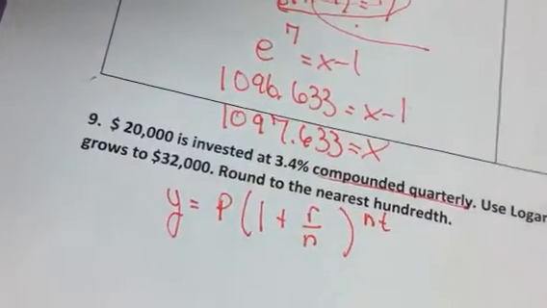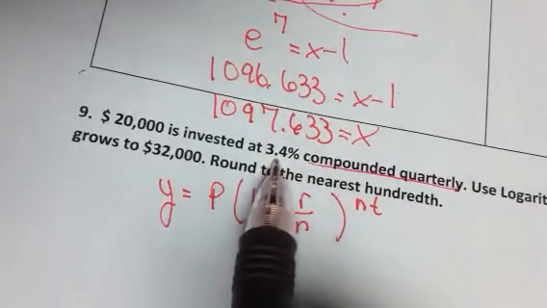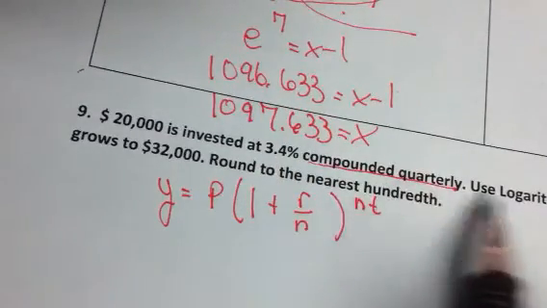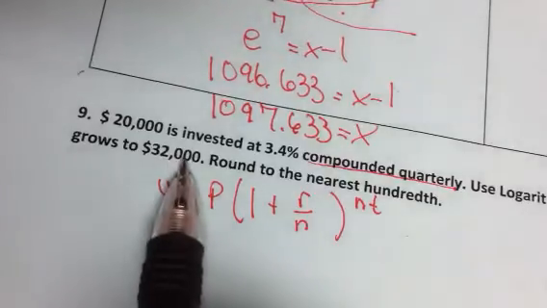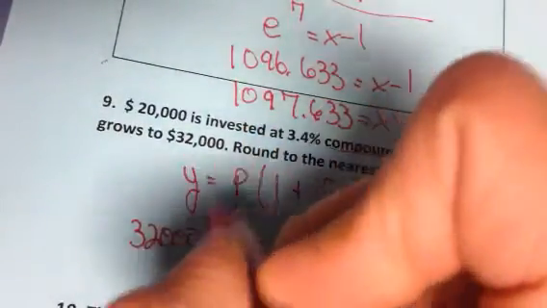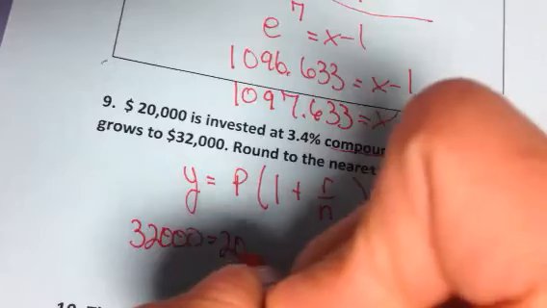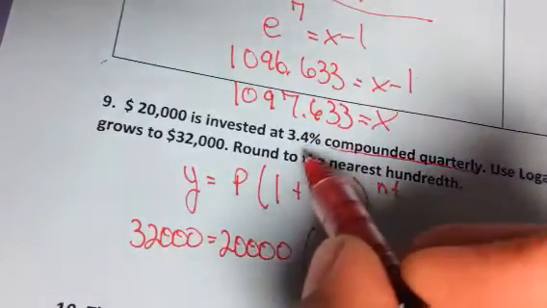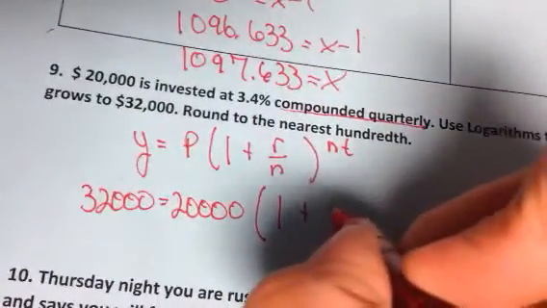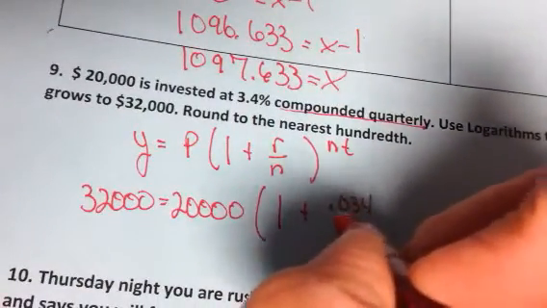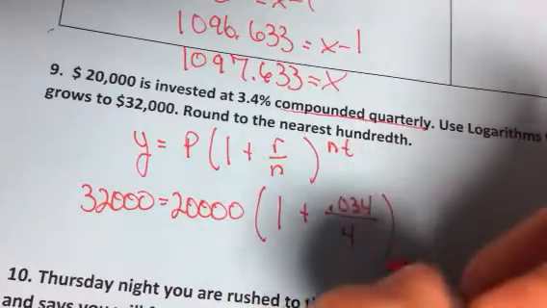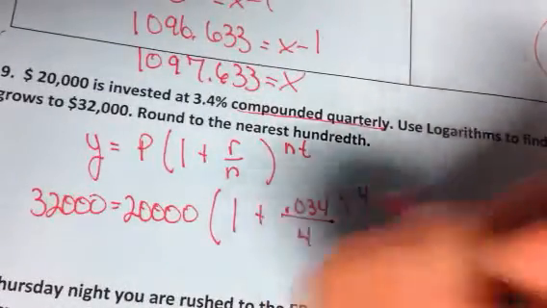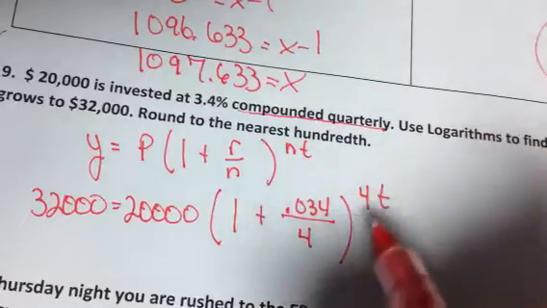Okay, and we're going to start putting the numbers in. So 20,000's invested at this amount compounded quarterly, and we're going to use logs to figure out how many years until the fund is 32,000. So 32,000 will be the Y. P is the initial amount, that's 20,000. You're going to have your 1 plus your rate. Your rate is 3.4% as a decimal, that's 0.034. Compounded quarterly, that's the N, that's 4. And then N, the 4 is going to appear again with T. So our job is to solve for T.